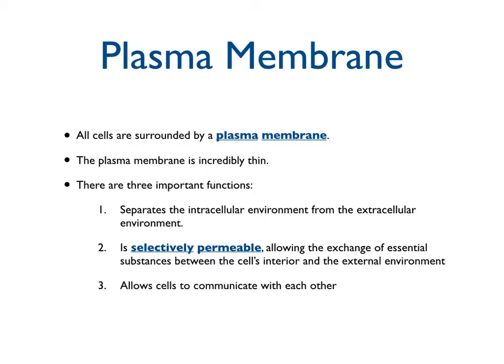Finally, the plasma membrane is important because it allows cells to communicate with each other. This can happen in a number of ways. For example, certain cells can fuse together at their plasma membrane, providing a direct connection between them.